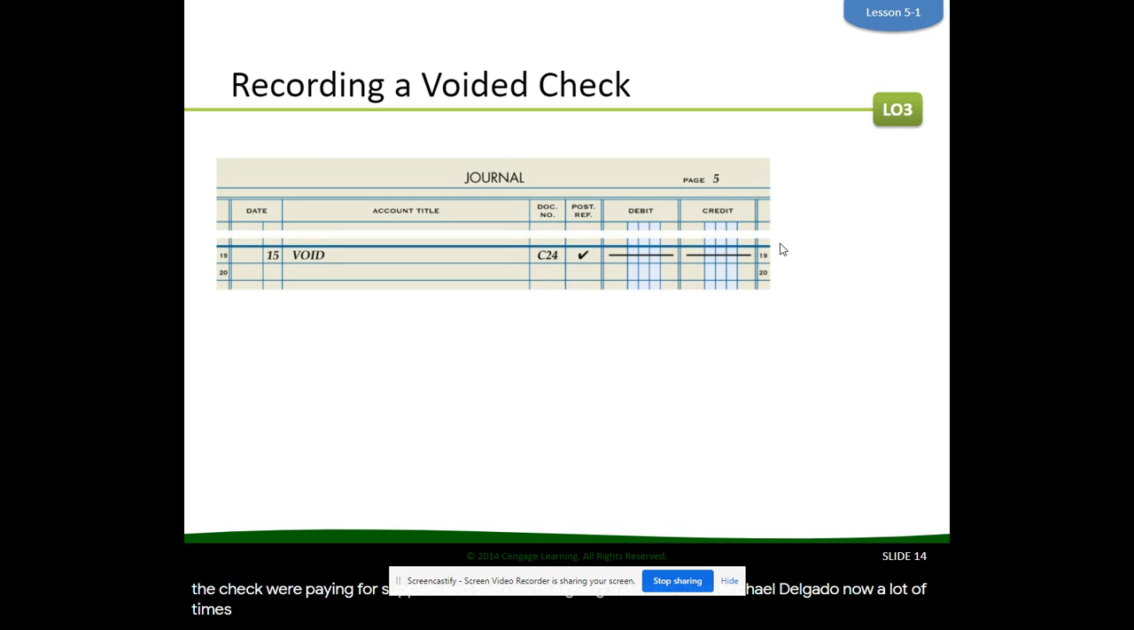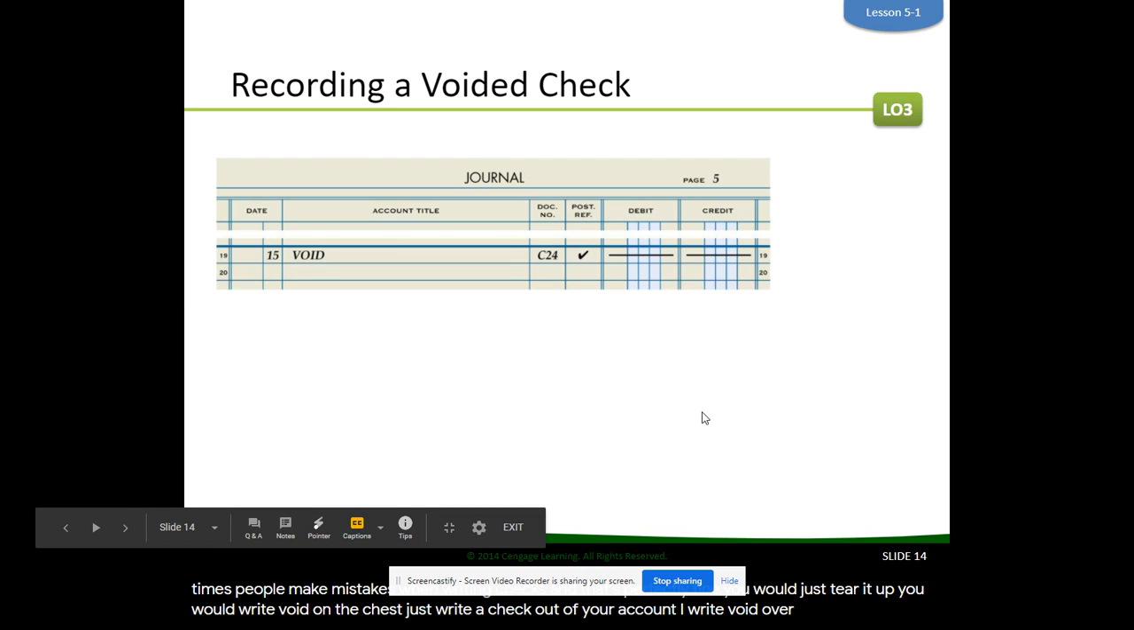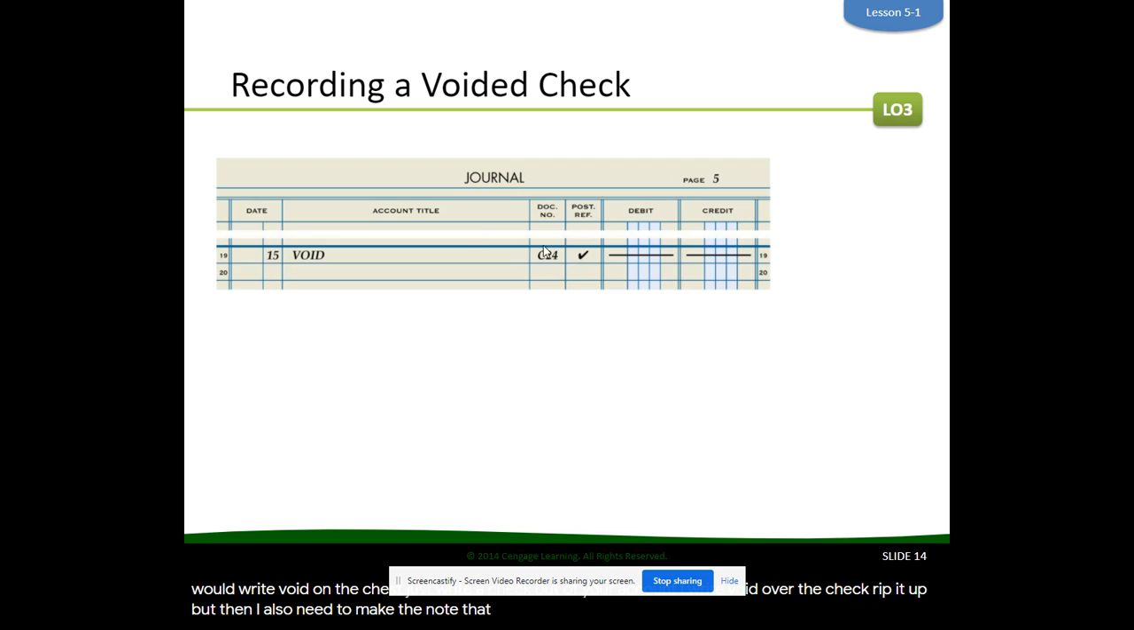Now, a lot of times people make mistakes when writing checks, and that's perfectly fine. You would just tear it up. You would write void on the check just so that no one could take it and try to write a check out of your account. I write void over the check, rip it up, but then I also need to make a note that that check number C24 was voided.